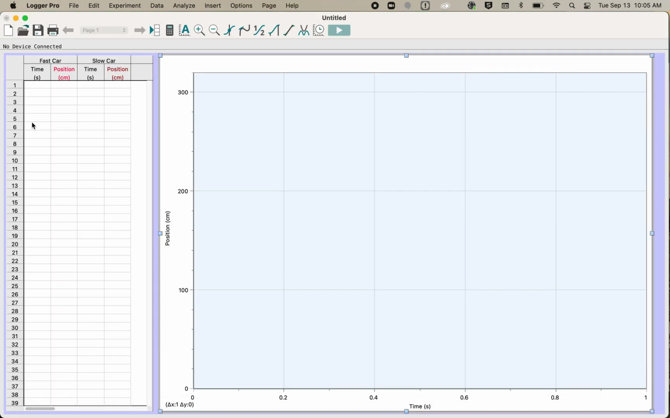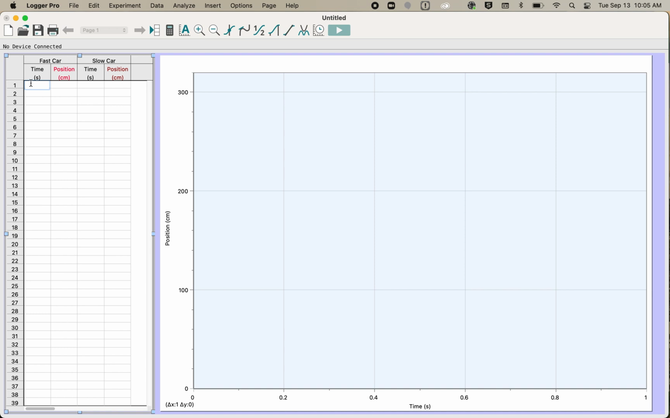So if we go to Logger Pro, you can do it by hand, but if you prefer Logger Pro, I'm going to plot the fast car. Mine moves at 50 centimeters per second, and my slow car moves at 20 centimeters per second. The first challenge problem asks you to place them 3 meters apart, also known as 300 centimeters, point them towards one another, and then turn them both on. We want to predict when they're going to collide. So I'm going to plot both of them on the same graph.